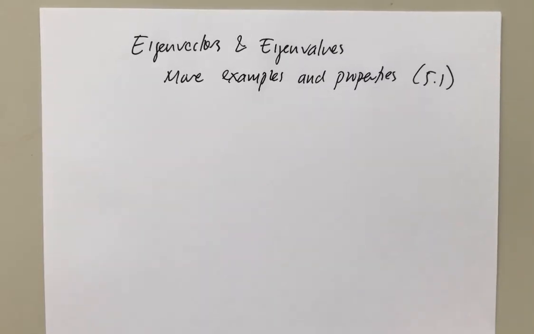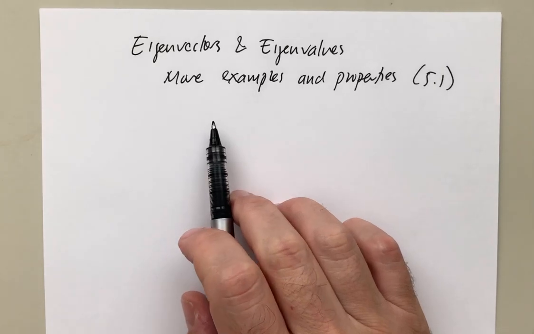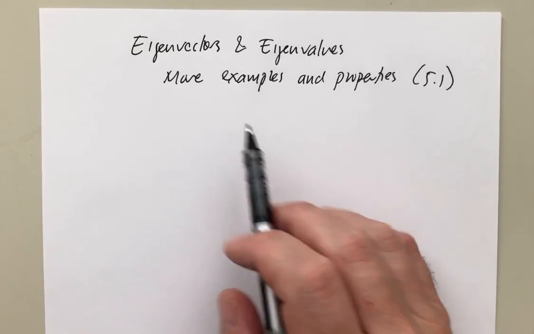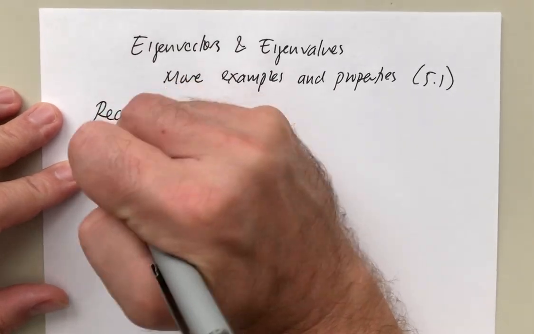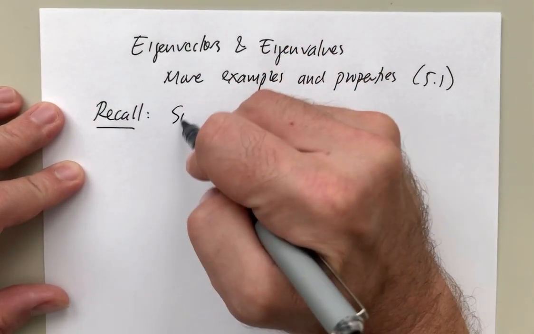Hello everyone, today we're talking some more about eigenvectors and eigenvalues. I want to give some more examples and discuss some important properties. This is material from 5.1. So let me start by recalling the main definition here.